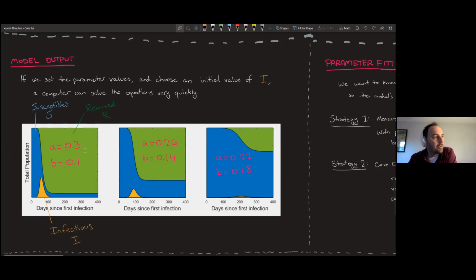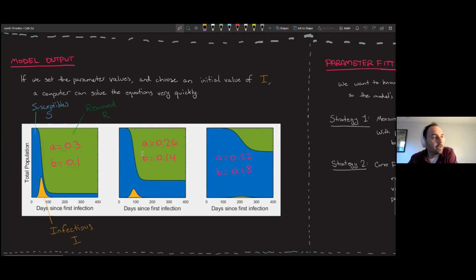So in the first picture, I have A is 0.3 and B is 0.1, meaning people are being removed from the population in about 10 days. So that would be basically following the normal course of the disease in a lot of cases.